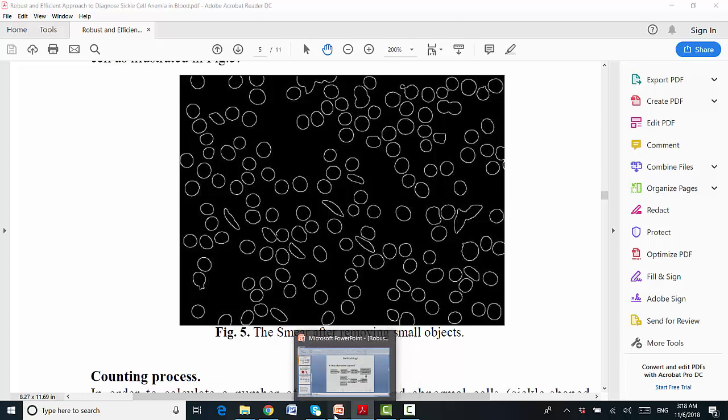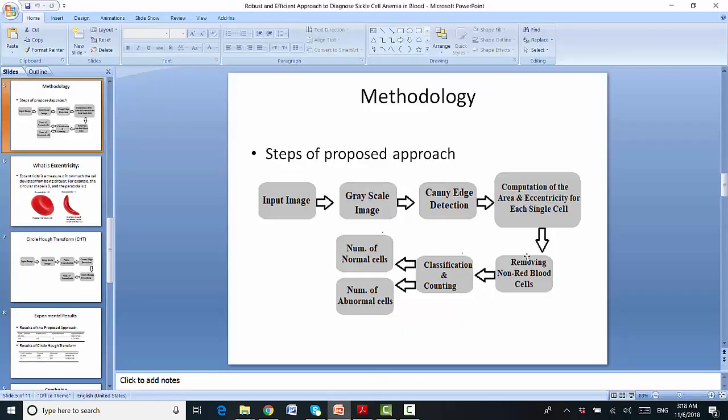After that, based on the eccentricity, so first thing we removed the normal red blood cells just by applying the area. Then we classify based on the eccentricity. So if it's close to 0, then it's normal. If it is close to 1, there is abnormal. After we classify, we calculate the number of normal blood cells and number of abnormal blood cells.